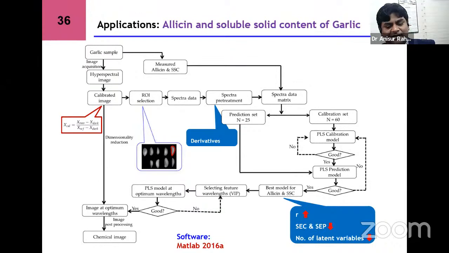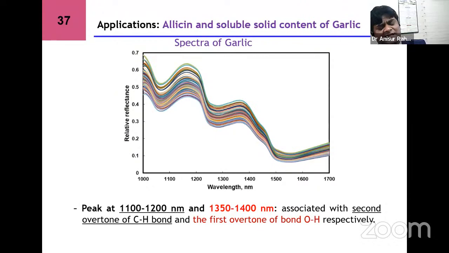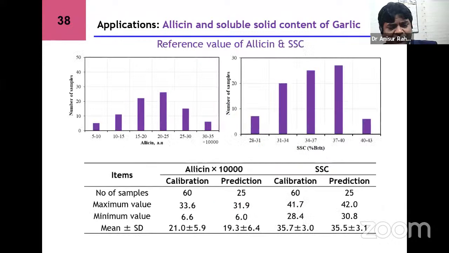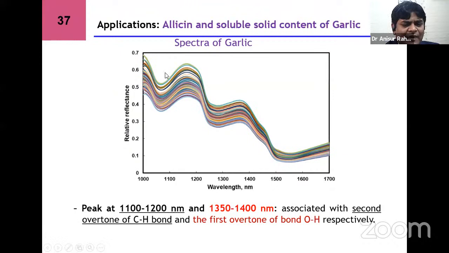This is the garlic spectra. Usually, allicin and sugar content are very much related to the C-S bond and O-H bond, so you need to find out which region is the peak. But here the peak is very broad, 1,300 to 1,400 is a very broad region. You can use this region to make the model, but you cannot say only this wavelength is responsible for allicin and this wavelength is not responsible for moisture content. So further, we need to study how to get the selective wavelengths, effective wavelengths.